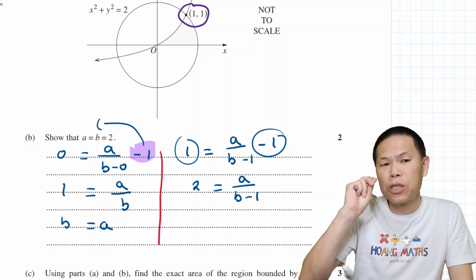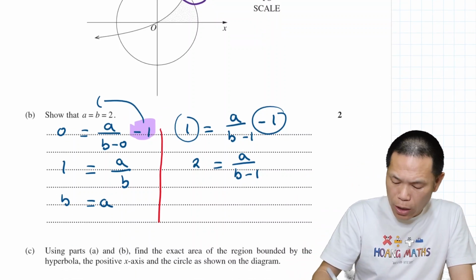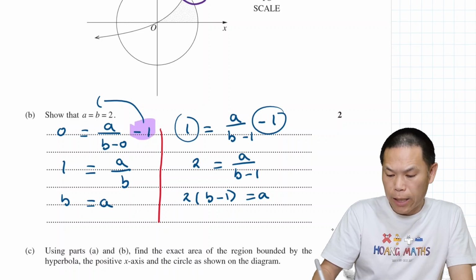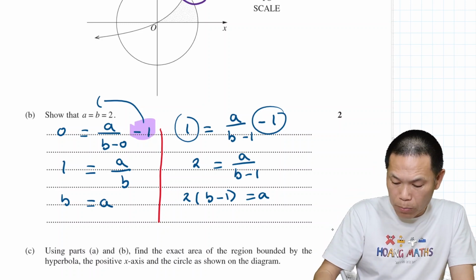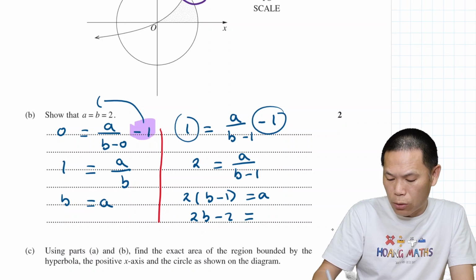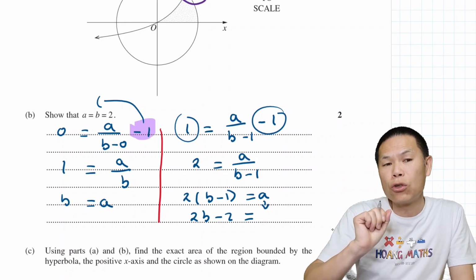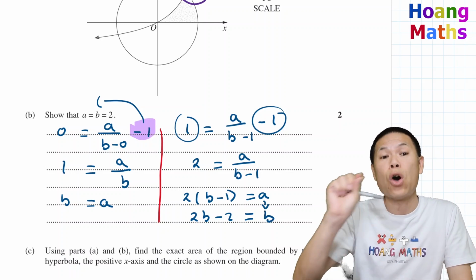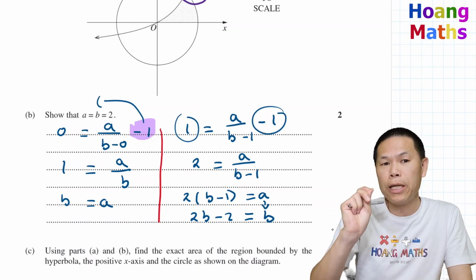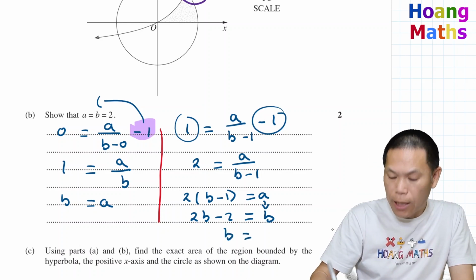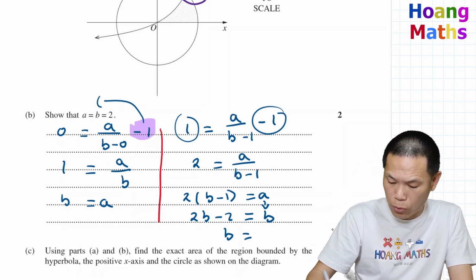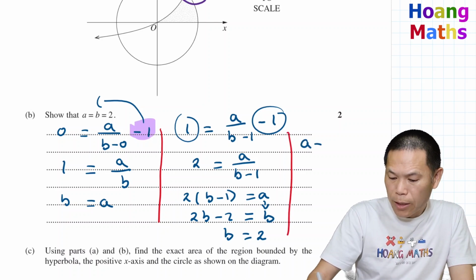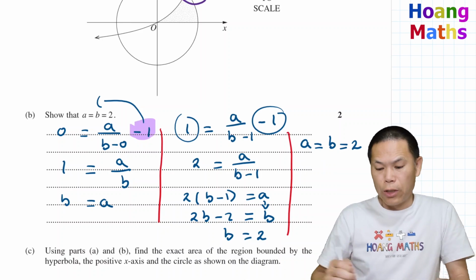And what I do is I times b minus 1 on both sides. So that becomes 2 times b minus 1 is equal to A. So if I expand the brackets, this means 2b minus 2 is equal to A. Remember A is equal to B and B equal to A. So I just write B first. And I move B to this side and 2 to the other side. So 2B minus B will give me B. And the negative 2 I move to that side becomes positive 2. So there you go. So now this means that A is equal to B is equal to 2.